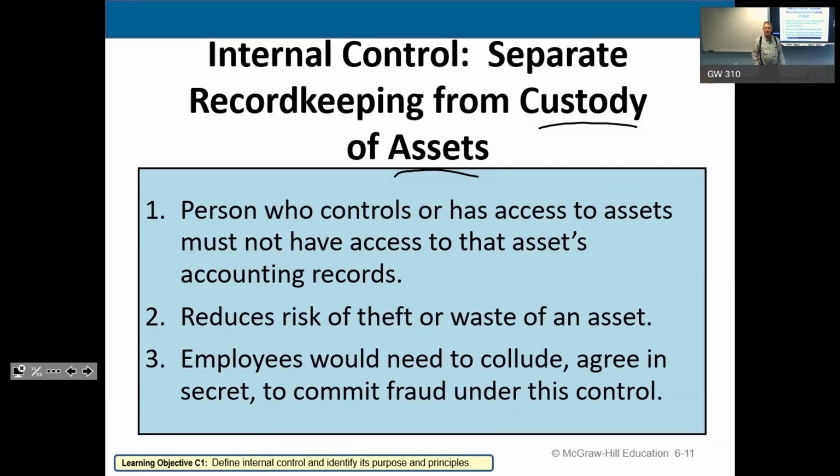Let me just say, in my 57 years, it seems to happen a lot. Well, what's going on? It ends up, usually, the clerk is doing all of the work. There's no separation of duties. The person who controls assets must not have access to that asset's accounting records. That's the rule. It reduces the risk of theft or waste. So employees would need to collude, agree in secret. That's a fancy word, isn't it? Collusion. Agree in secret to commit fraud, right?